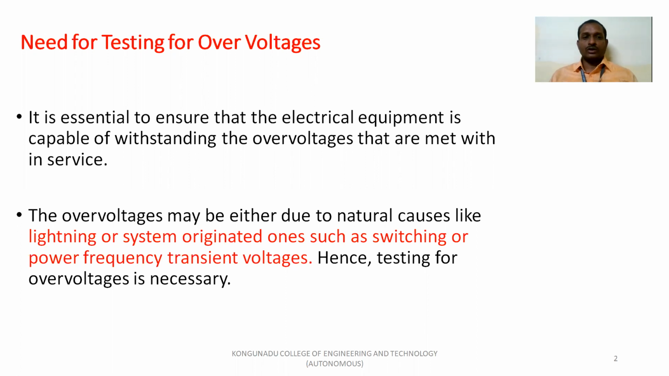So it is able to withstand over voltage conditions. The over voltages may be either due to natural causes like lightning, or system originated ones such as switching or power frequency transient over voltages. Hence, testing for over voltages is necessary for all the high voltage equipments. So our aim is to ensure the electrical equipment is capable of withstanding the over voltage or not. The over voltages are lightning over voltage, switching over voltage, or power frequency over voltage.